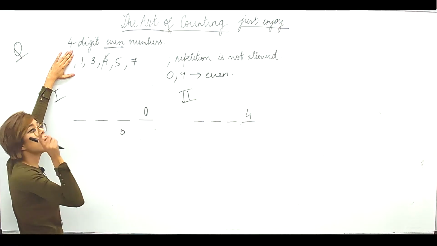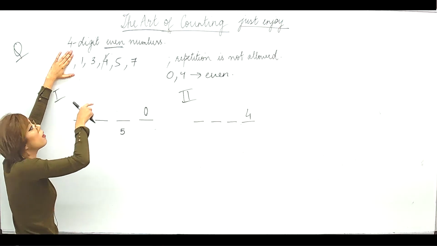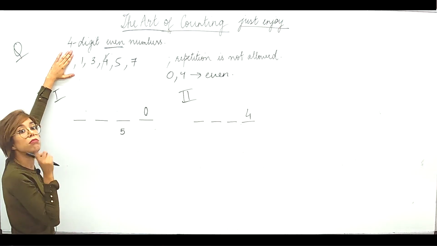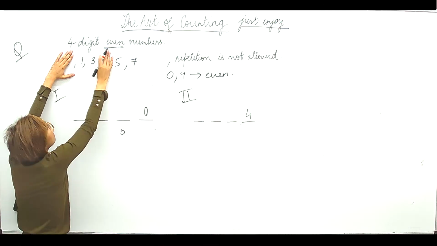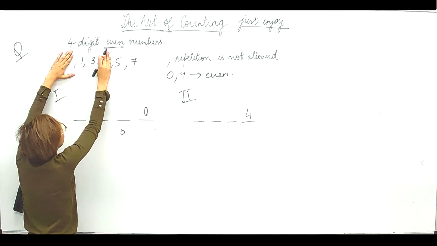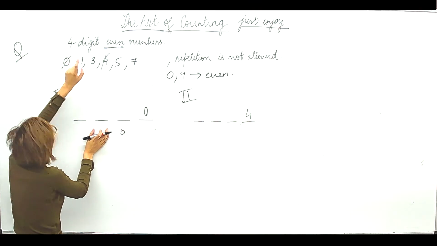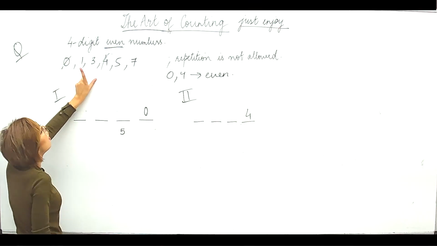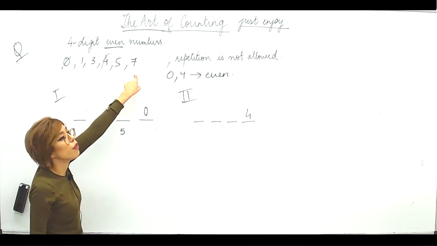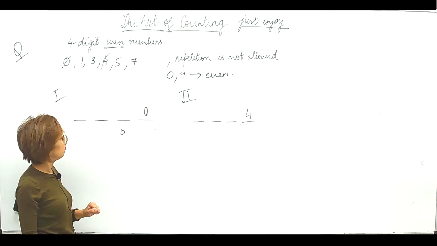Because repetition is not allowed, that's why I'm cutting 4, so that I don't keep it again by mistake. It might be a mistake, right? So 4 I cannot involve again. From here, how many choices? I can't take 0. I cannot take 4. So that means I will have 1, 2, 3, 4. 4 choices again.